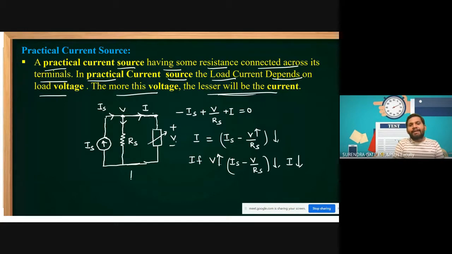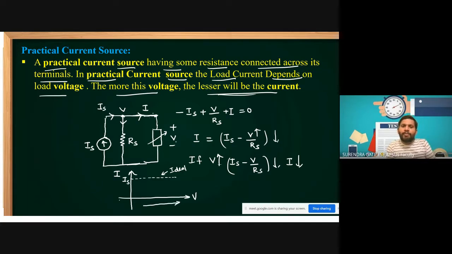Now, if you draw the characteristics for a practical current source, this is I, this is V. Ideally, what is this current, friends? The current is independent of the voltage. This is the ideal case. But practically, if V is increasing this side, the current is decreasing. If V is increasing, current is reducing. Like this, we can expect the characteristics in the case of a practical current source.